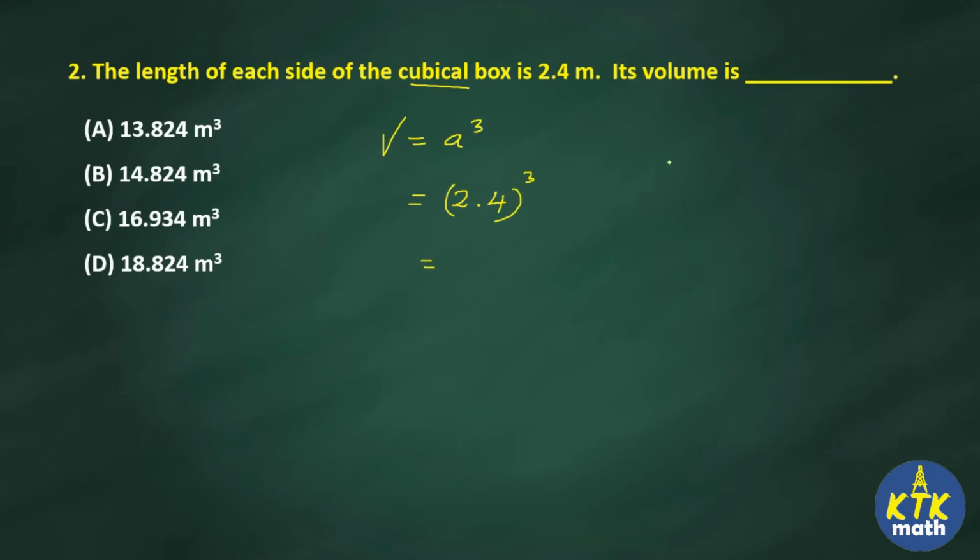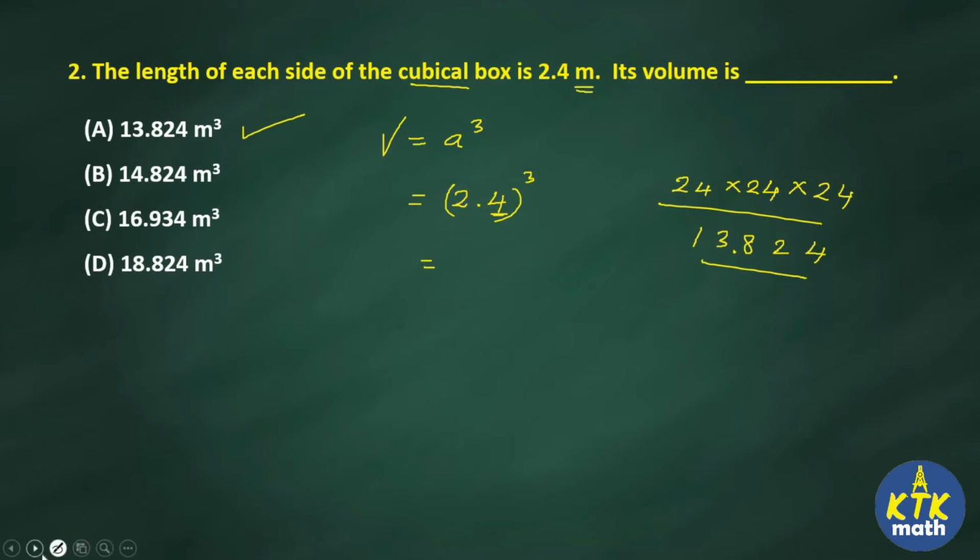When you are multiplying 24 into 24 into 24, your answer is going to be 13824. Here you have one decimal place, therefore we are going to put 3 decimal places. So 13.824. You should do the multiplications carefully to get the correct answer. Therefore, the second question's answer is option A, 13.824 meter cube. Not only meter cube, sometimes they may give you centimeter cube also to confuse you. So you must be careful with the units also. Clear? We'll move to the third question.